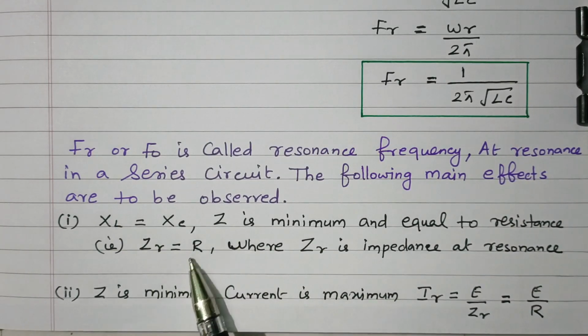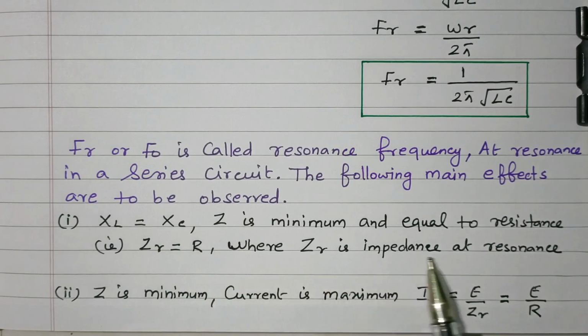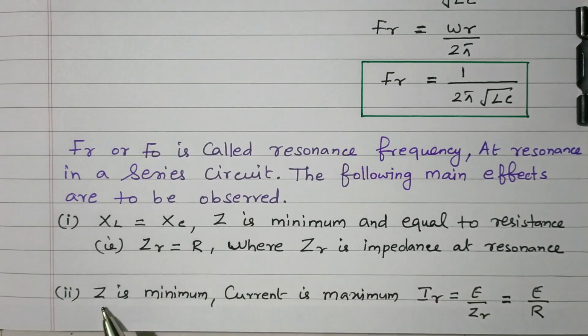ZR equal to only resistance. This is called the impedance at the resonance. Z is minimum, so the current is maximum. IR equal to E divided by ZR, that is E by R. So due to the minimum impedance, we get the maximum current, that is E divided by R.